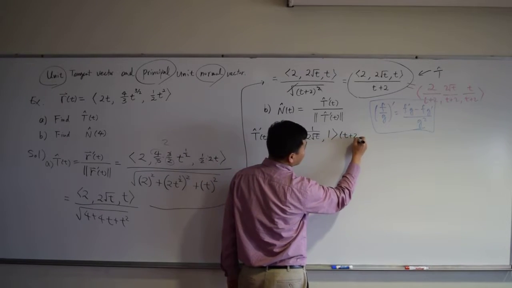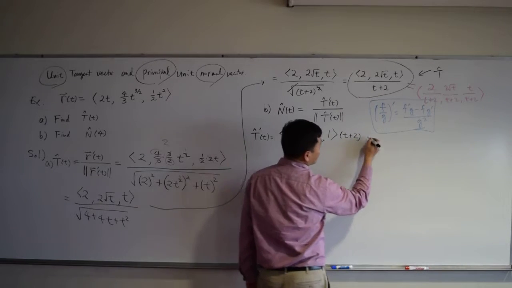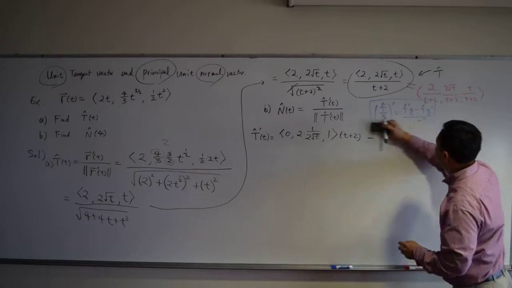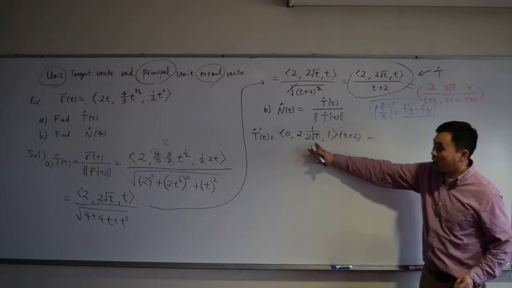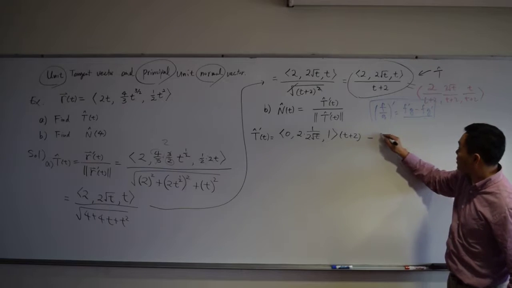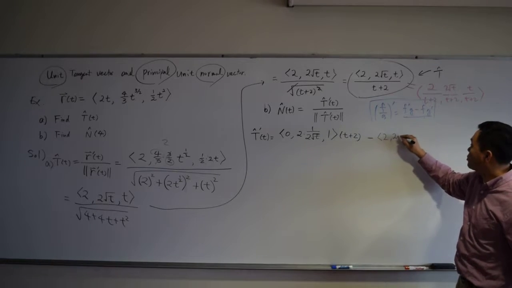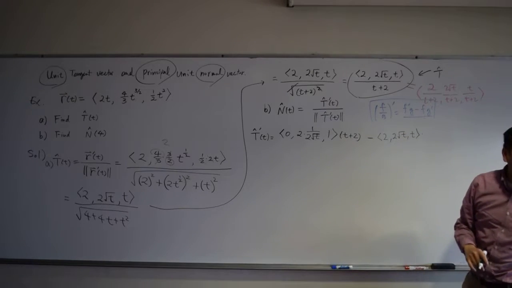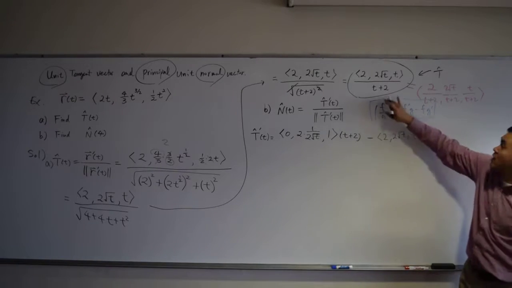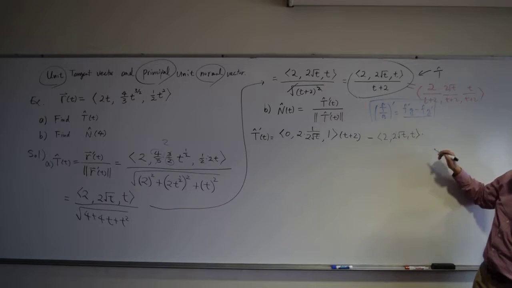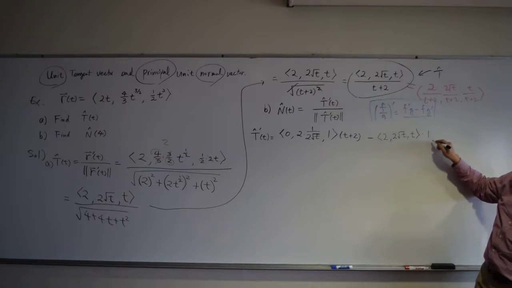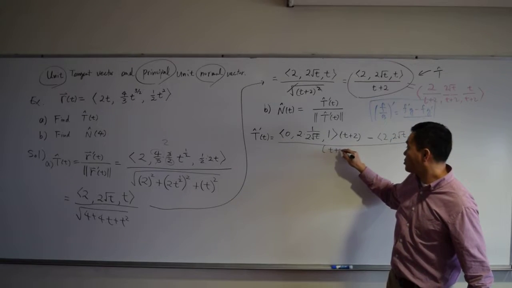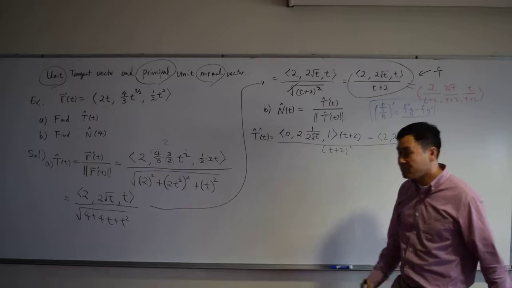T plus 2. Right, that's the denominator. Minus, the formula here says you have to now keep the f unchanged, so that just gets copied over here. 2 radical t, and then multiplied by the derivative of the denominator. What's the derivative of t plus 2? 1. And divide the entire thing by t plus 2 squared. Okay.